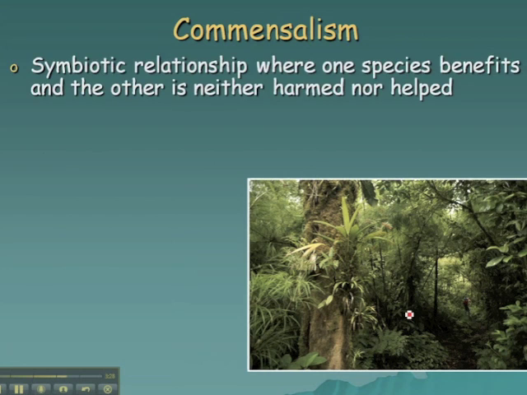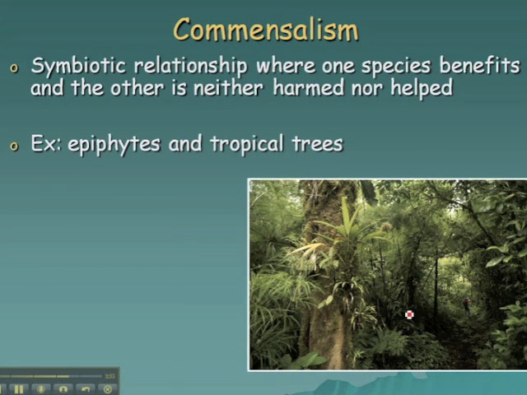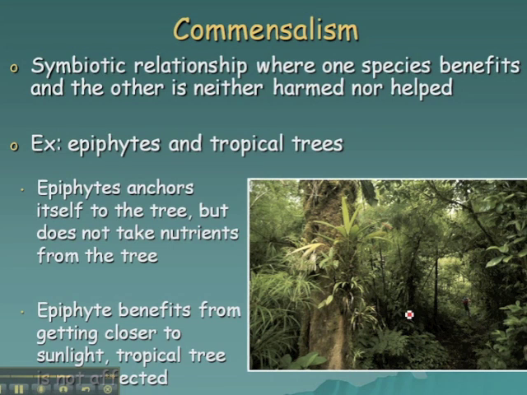Okay, commensalism is when one species benefits, but the other one doesn't really care. And an example is with epiphytes and tropical trees. Okay, so epiphytes are these things here that are growing on the trees themselves. They hang out on the trees, they anchor themselves there, but they don't take any nutrients from it. So the epiphyte benefits because it's closer to the sun, and that's one of the limiting factors in a tropical rainforest. You have such a large canopy, the leaves are covering everything, and so everything is fighting to get up to the sun. So that's how the epiphytes benefit, but the tree doesn't really care.